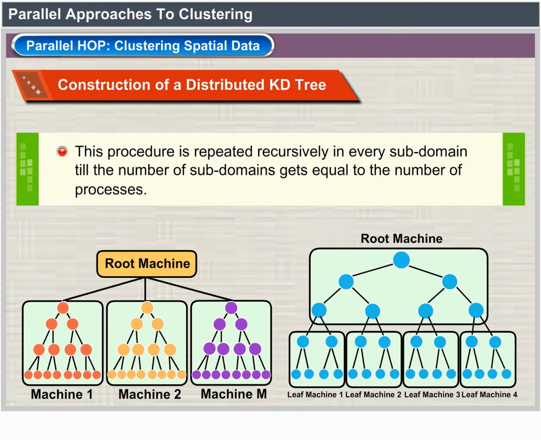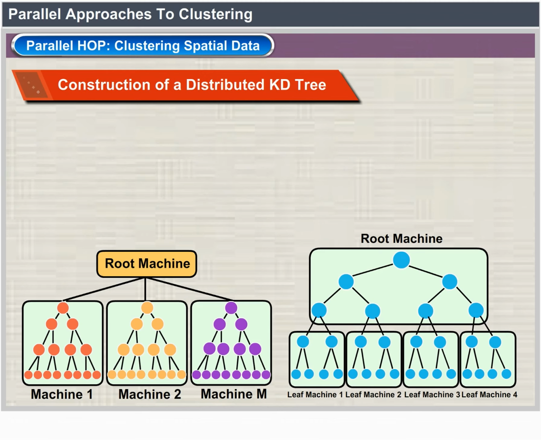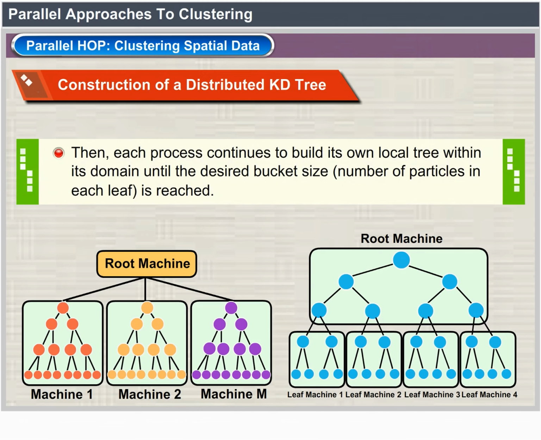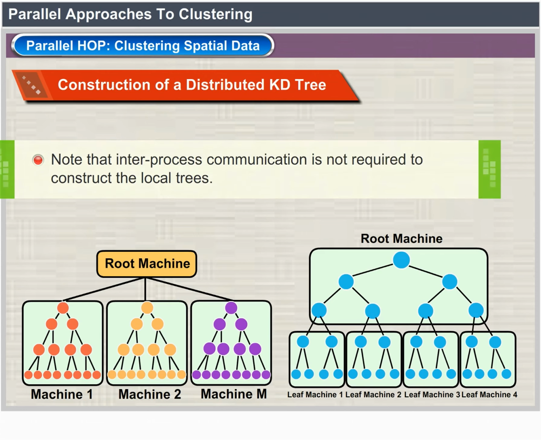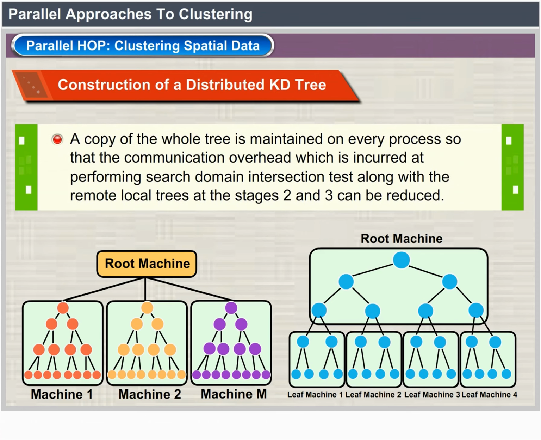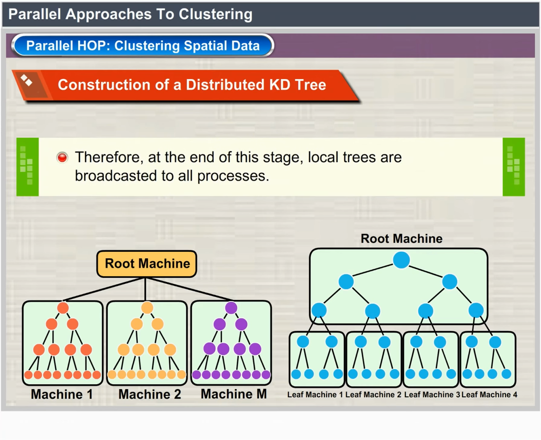Then each process continues to build its own local tree within its domain until the desired bucket size, the number of particles in each leaf, is reached. Note that inter-process communication is not required in the construction of the local trees. A copy of the whole tree is maintained on every process so that the communication overhead incurred at performing search domain intersection tests with the remote local trees at stages 2 and 3 can be reduced. Therefore, at the end of this stage, local trees are broadcast to all processes.